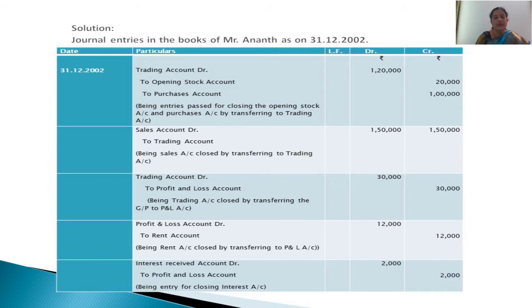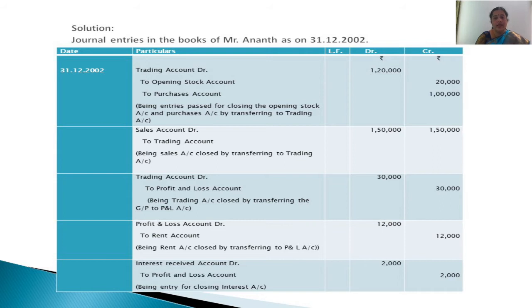So write the format of the journal and look at the first entry. Trading account debited to opening stock, to purchases account. And I'm very sure you know passing of entries, then posting of the entries and reading out the entries. And in trading account, these two accounts come on the debit side, starting with the word to. So the entries are to be read as trading account to opening stock, to purchases account, and it's a very simple sum.